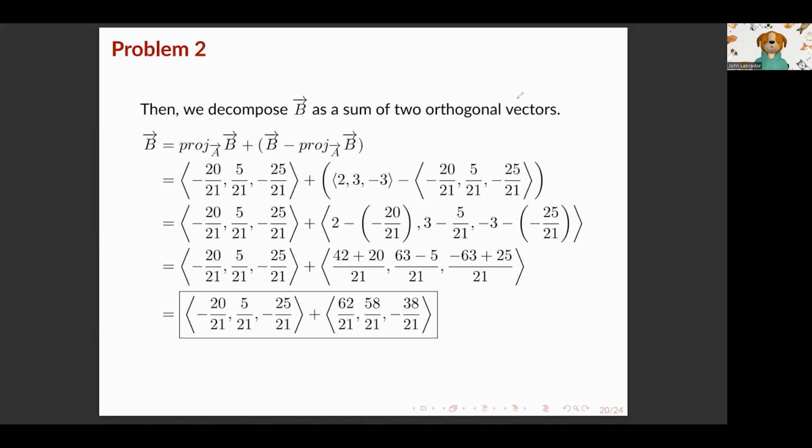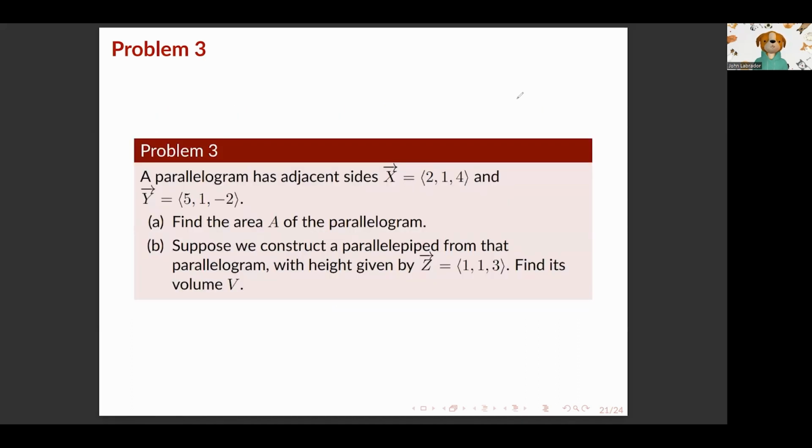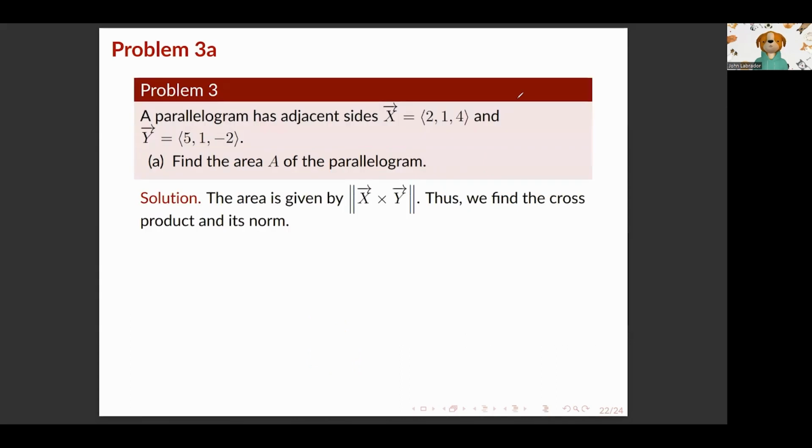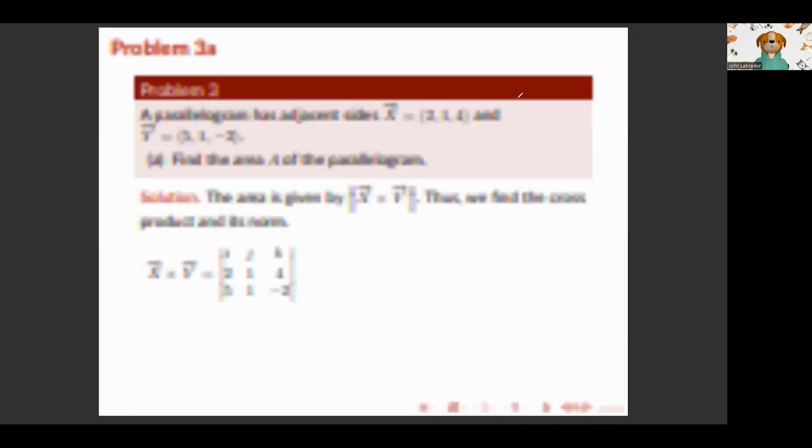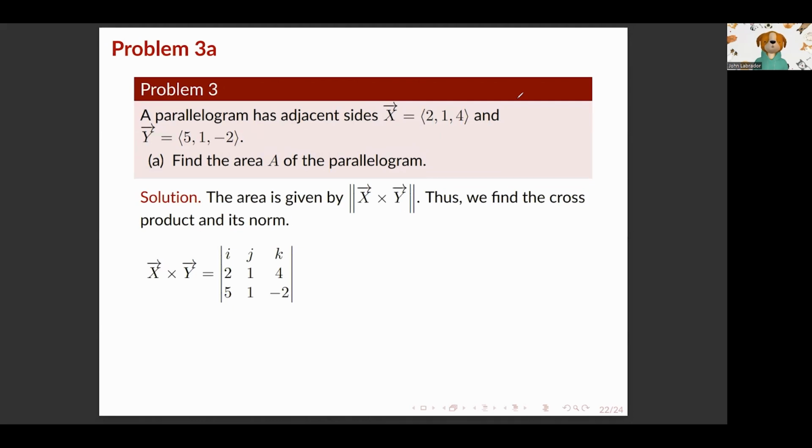Lastly, we are tasked to find the area of the parallelogram whose adjacent sides x is equal to 2, 1, 4 and y is equal to 5, 1, negative 2. And for the next sub-problem, we are tasked to construct a parallelepiped with height of z is equal to 1, 1, 3, and we are tasked to find its volume. So to find the area of the parallelogram, it is given by the norm of the cross product of x and y. So first, we find the determinant of this matrix.